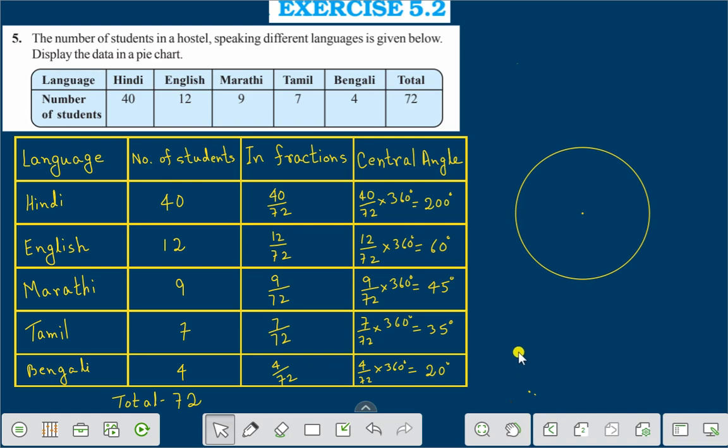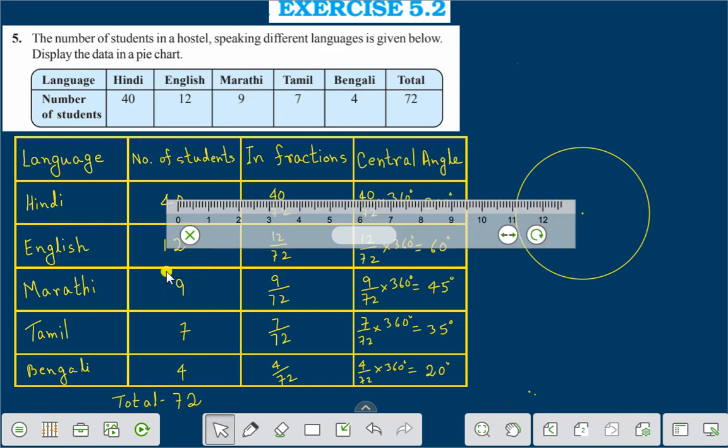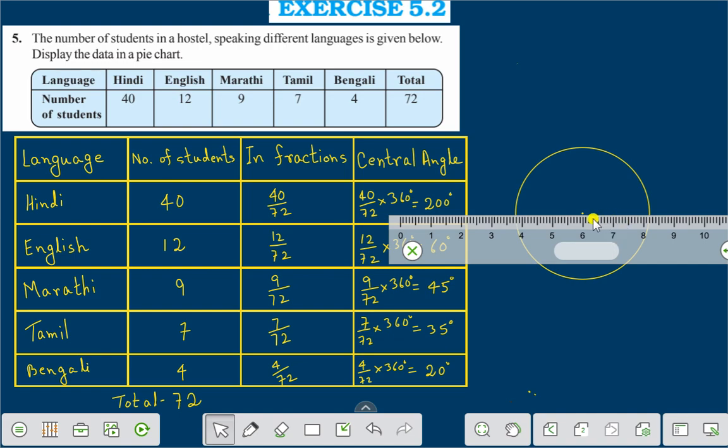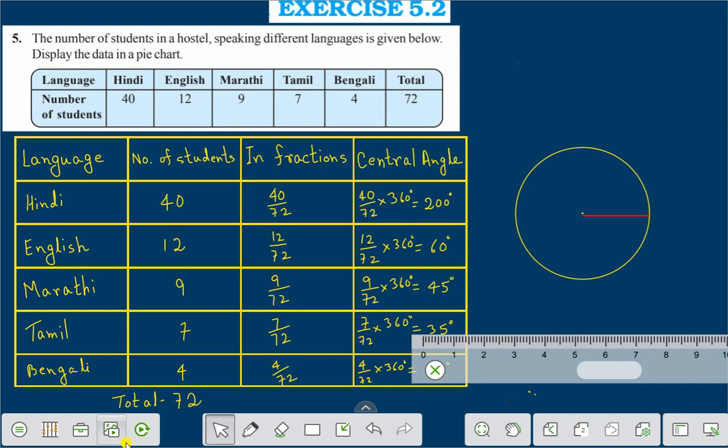First of all, we will take the radius and make an angle of 200 degree, right? Let us take the radius with the help of a ruler. This is our ruler. With the help of this ruler, make a straight line. Here we are making a straight line, that is the radius of the circle. With the help of protractor, we find angles 200 degree, or you can make this angle also, right?